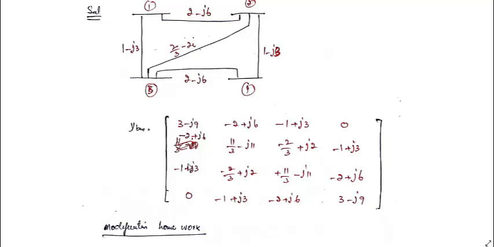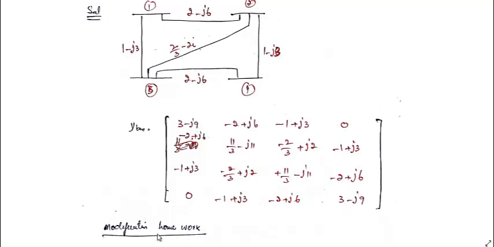This is Y31, that is this one, minus 1 plus j3. Y32 is this, minus 2 by 3 plus j2. Y33 is the addition of these three, 1 plus 2 is 3, 3 plus 2 by 3, and then this 3 plus 2 is 5 plus 6 is 11, minus j11. And Y34 is this, minus 2 plus j6. Similarly for Y41, there is no connection, so 0. Y42 is minus 1 plus j3, Y43 is minus 2 plus j6, and Y44 is the addition of these two, that is 3 minus j9. So this is the Ybus of the actual system.